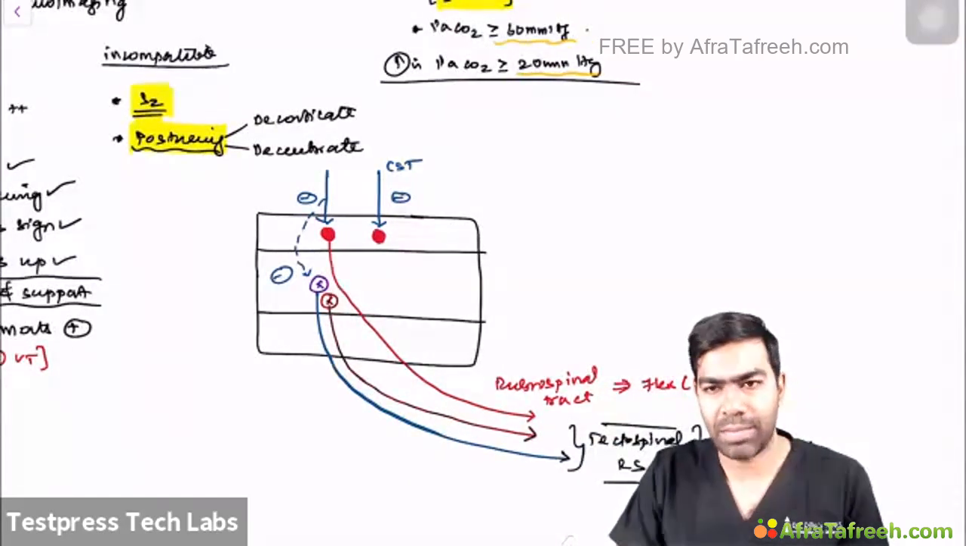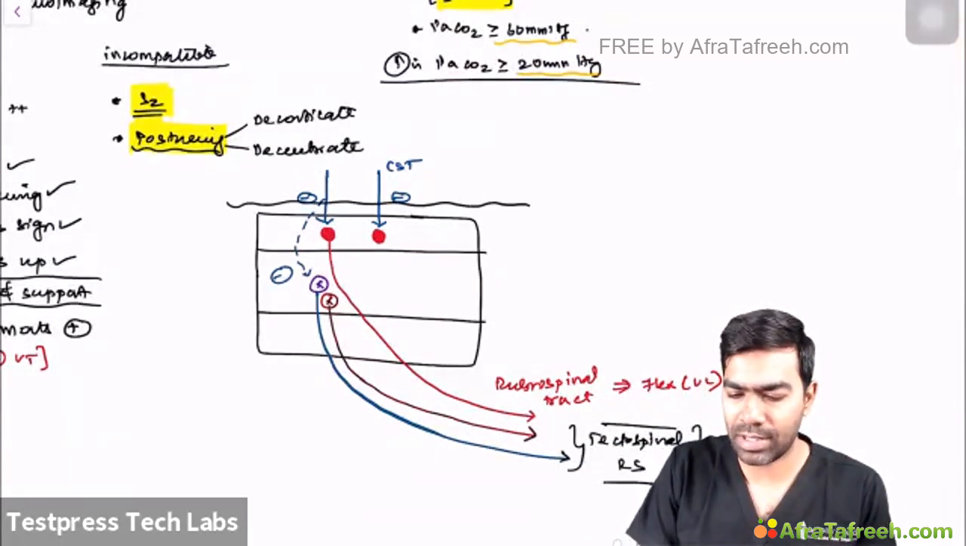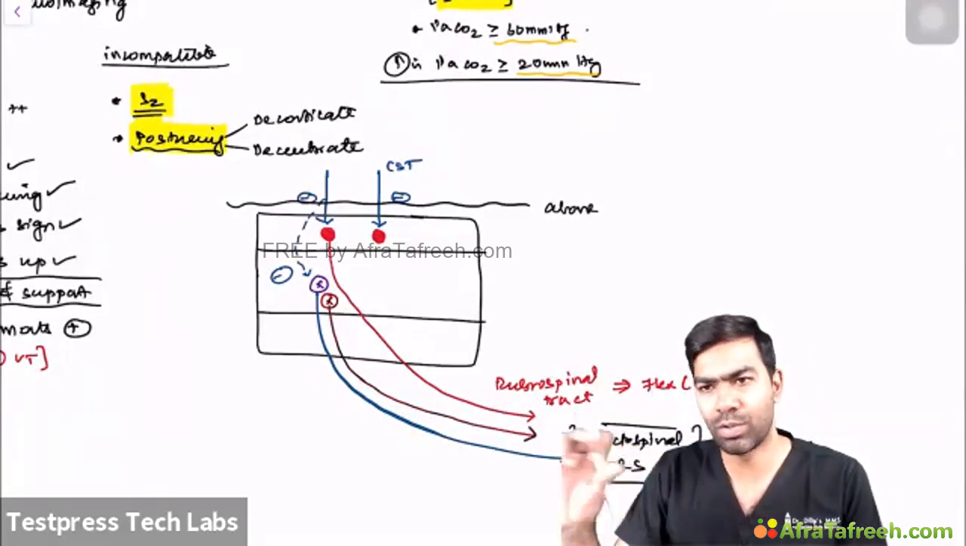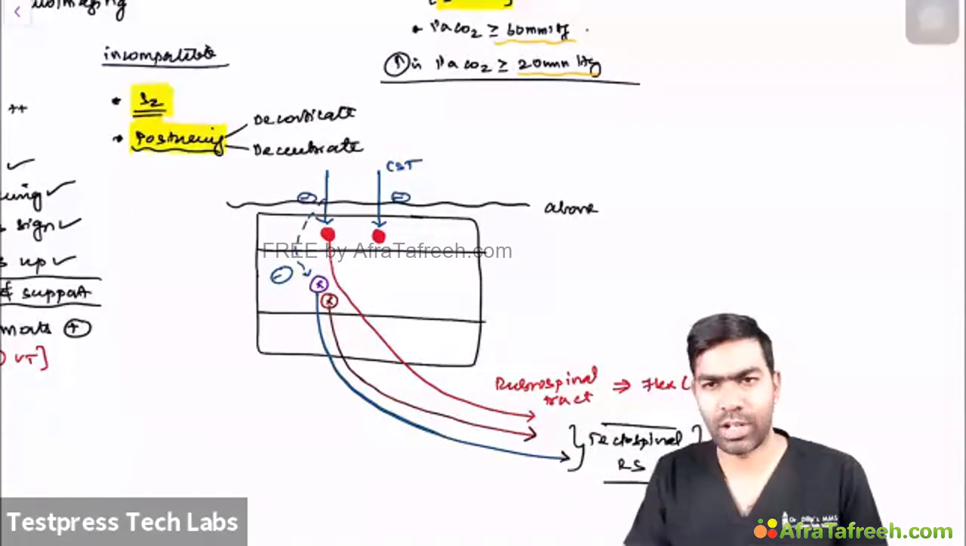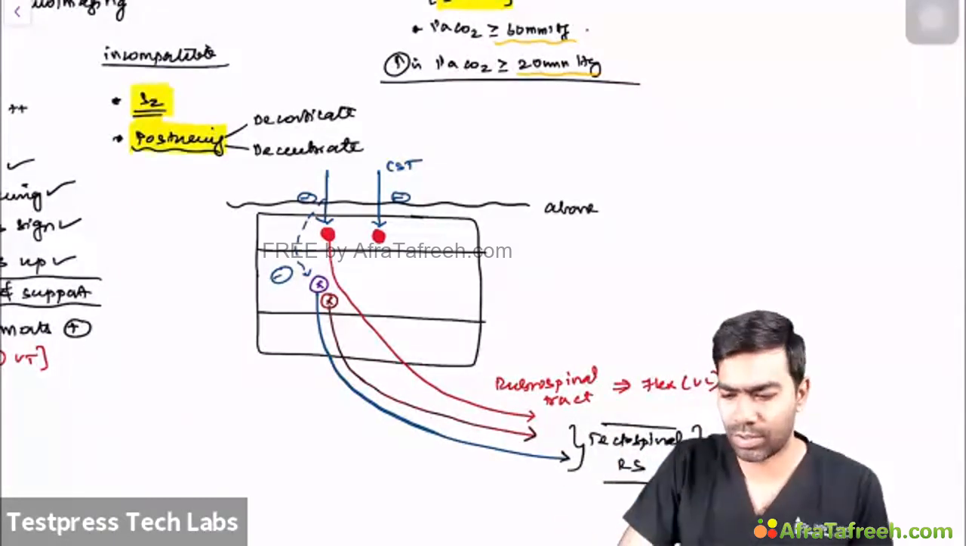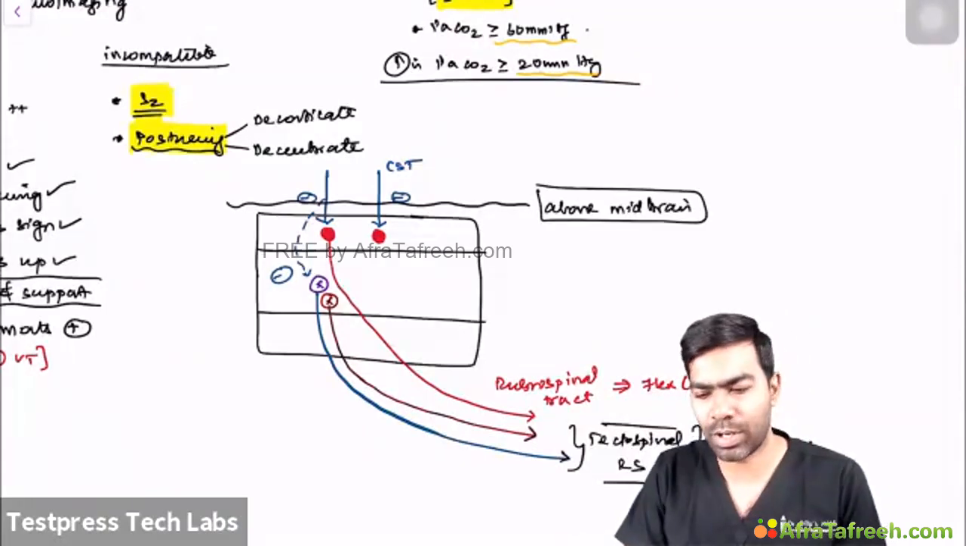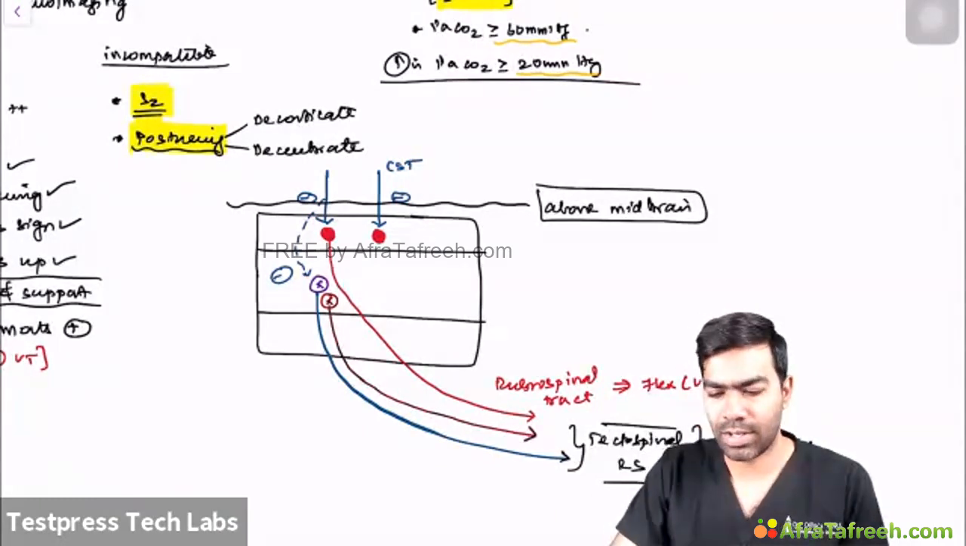Now, what is the basis of decerebrate and decorticate rigidity? Suppose you have damage above the red nucleus, let us assume the damage is here. Usually in your textbook they'll give the superior colliculus as the level, but superior colliculus and red nucleus are at almost the same level. So to be very easy to understand, if there is damage above the midbrain, above the level of superior colliculus or red nucleus, everything is the same only.